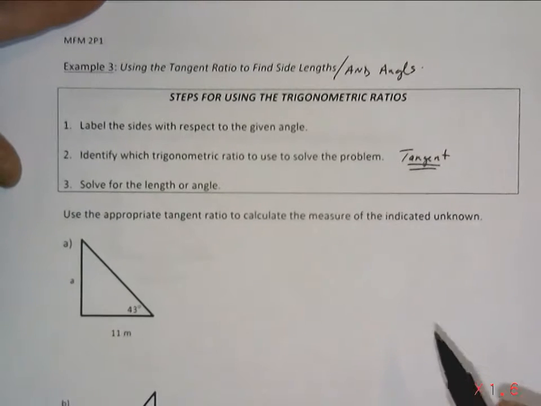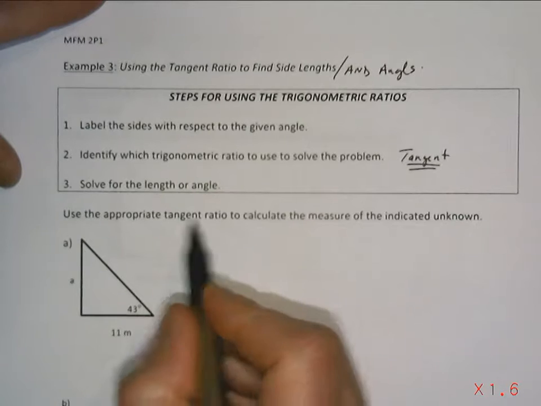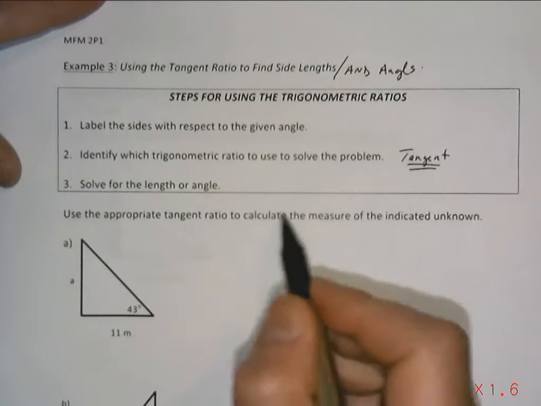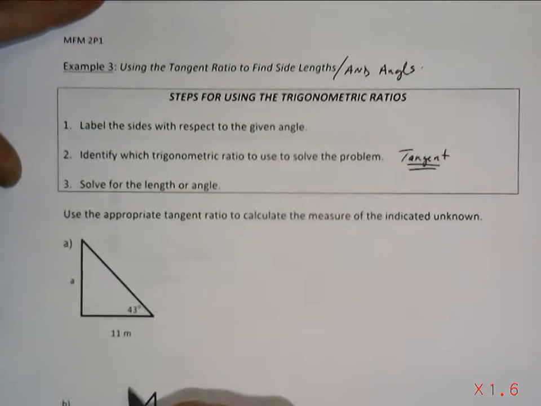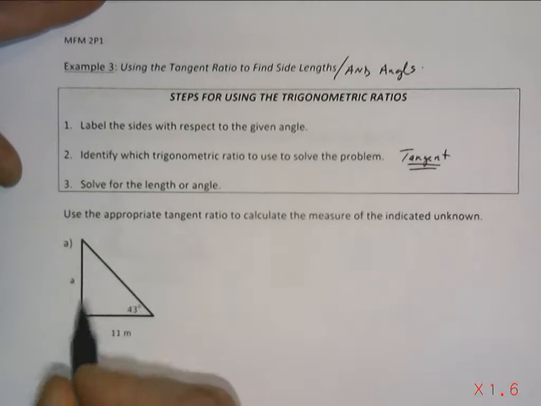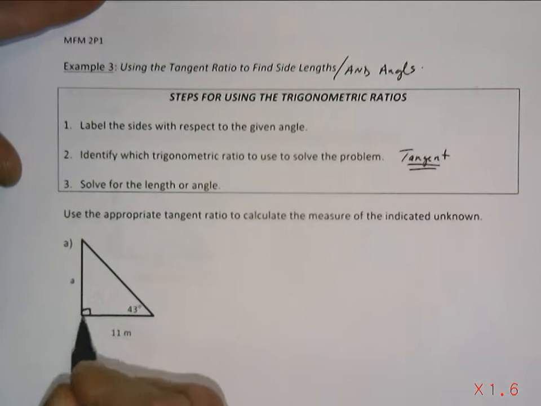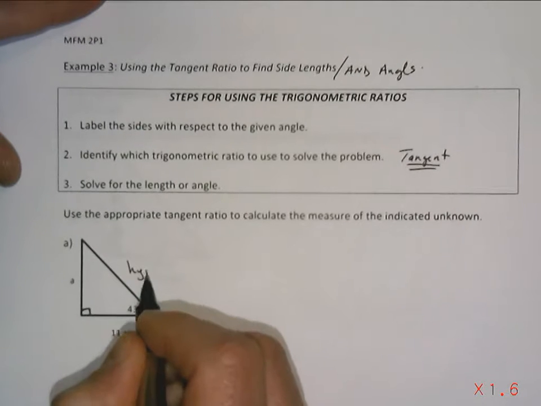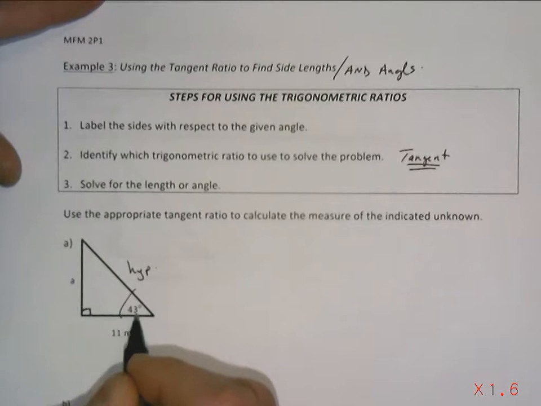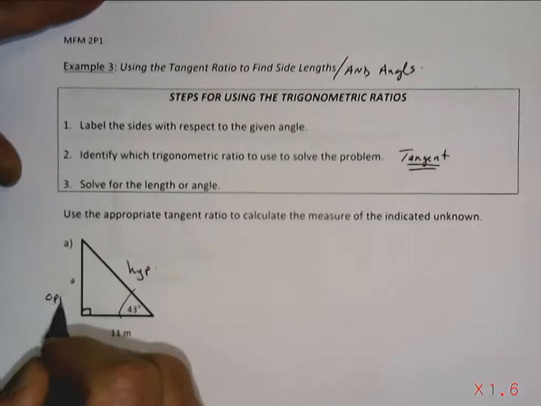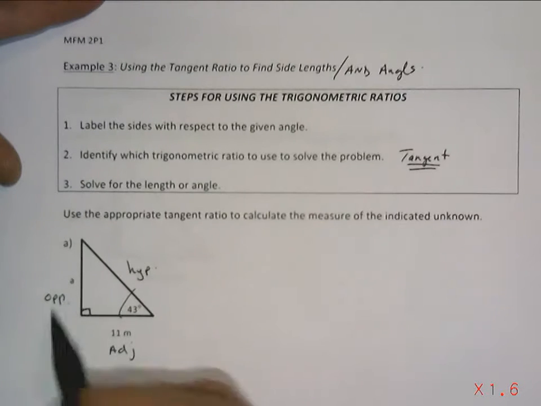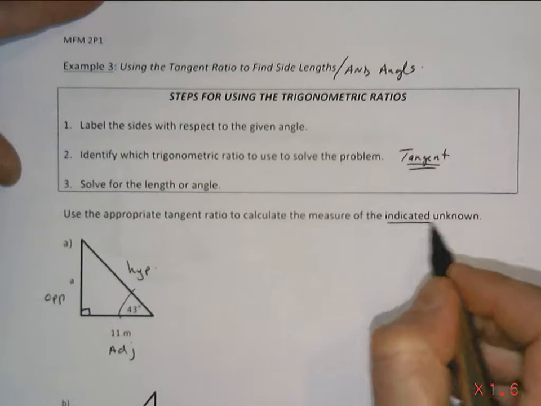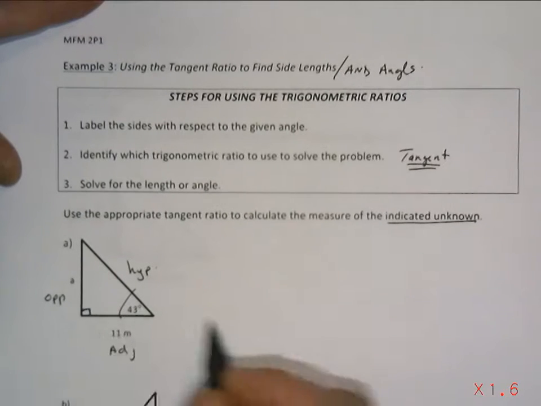Number 3, we're going to solve for the length or the angle. Use the appropriate tangent ratio to calculate the measure of the indicated unknown. So here's our triangle. That is implied to be 90, which makes this the hypotenuse. That's the reference angle, so this is the opposite side to that angle, and this is the adjacent side to that angle. I don't know the hypotenuse and I don't know the opposite, but it said the indicated unknown, so that's going to be A in this case, the opposite.